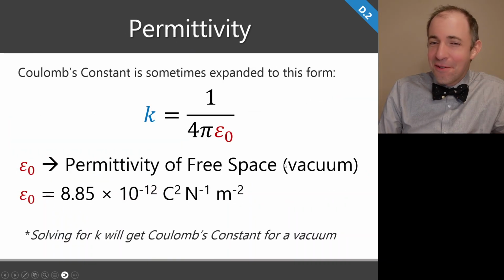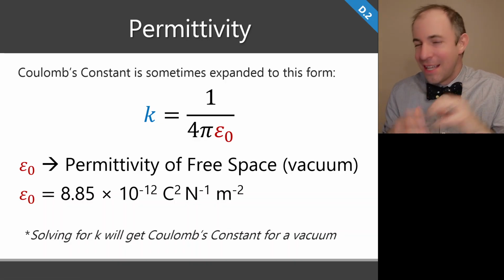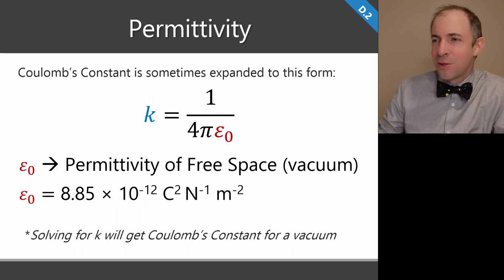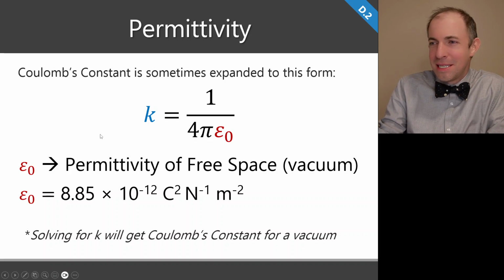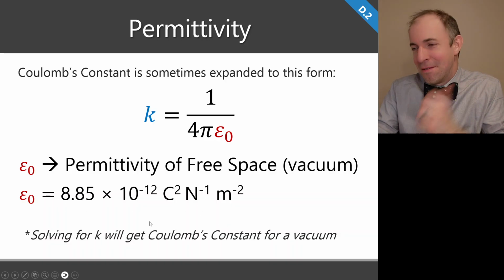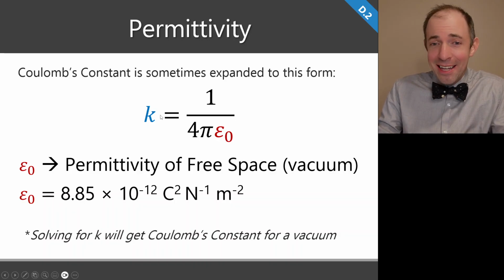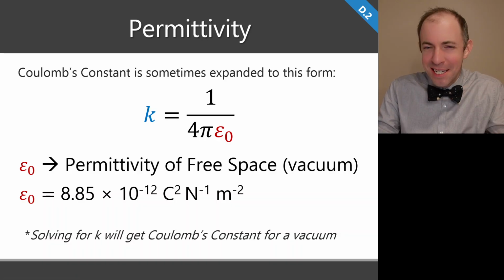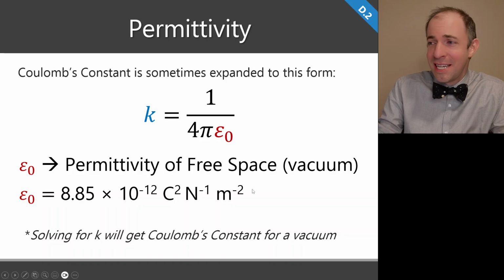All right, there is one other feature that is built into Coulomb's constant that shows up in the IB physics data booklet that I want you to be aware of, but we're not going to talk about in great detail. Coulomb's constant is sometimes expanded to the form of k is equal to 1 over 4 pi epsilon sub 0. So epsilon naught is the permittivity of free space in the vacuum, and that is a constant in a vacuum. If you plug this number into this equation, you will get k of 8.99 times 10 to the ninth newton meter squared per coulomb squared.